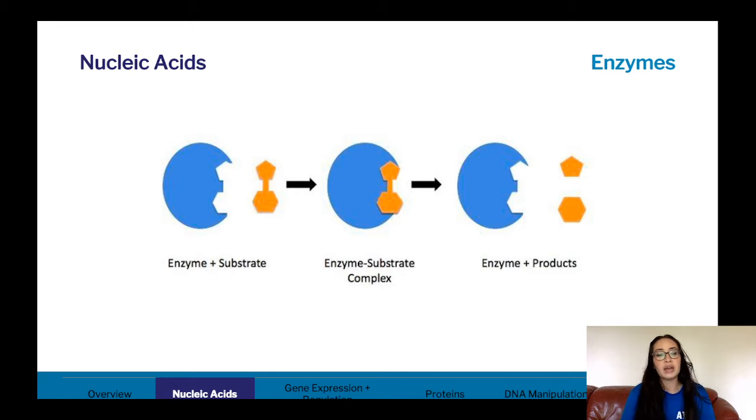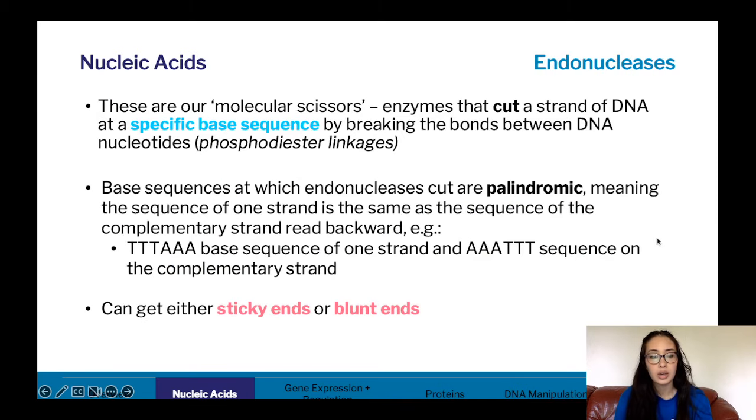And so here you've got an enzyme, and here you've got the substrate. Substrate will bind to the enzyme at the active site, and then you've got production of products. It may break down substrates into separate products, or it might join them together. Enzymes are just really good.